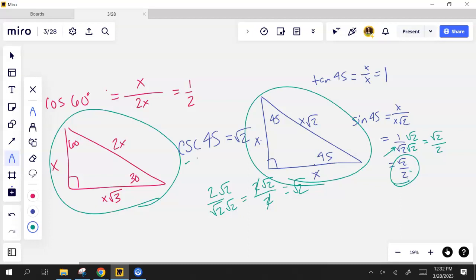So we're okay. That's why I took some time to show you yesterday. And you will see why. I know it seems confusing right now. When we build the unit circle, if you understand this, you'll understand the unit circle a little bit better.